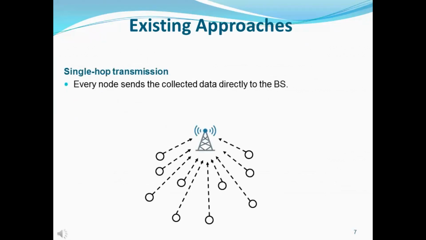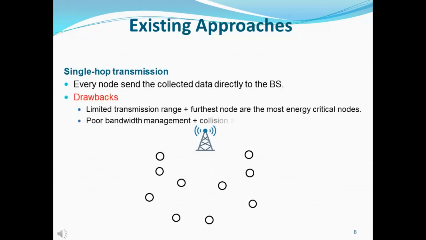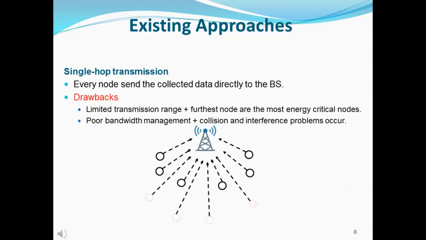Two typical communication models are assumed during the data transmission. The first one is the single-hop transmission, where every node sends the collected data directly to the base station. The problem with such a model is the limited transmission range, and also the nodes furthest from the base station will exhaust most of their energy to relay their data. This model suffers from poor bandwidth management and can cause eventual collision and interference problems.